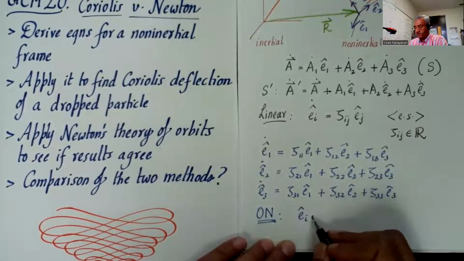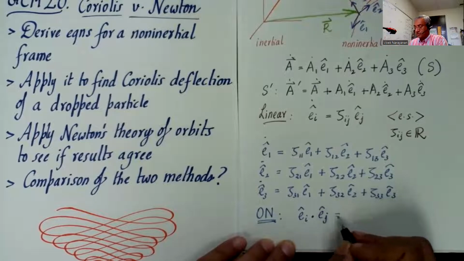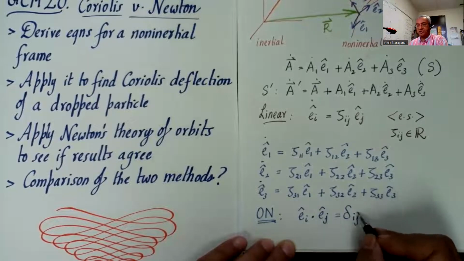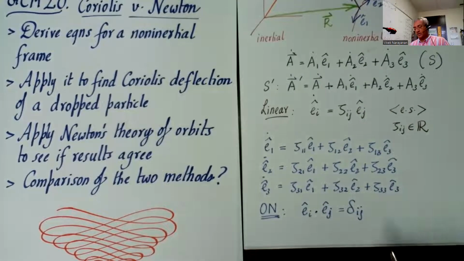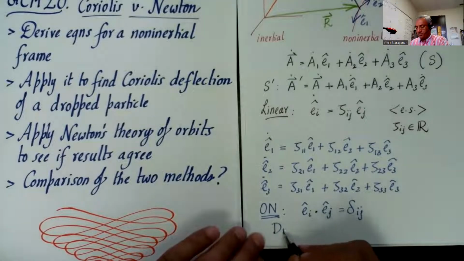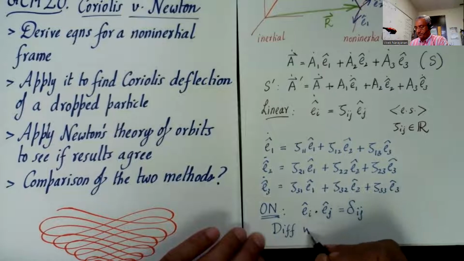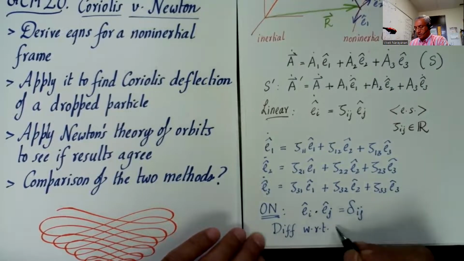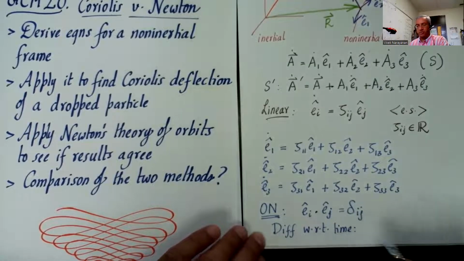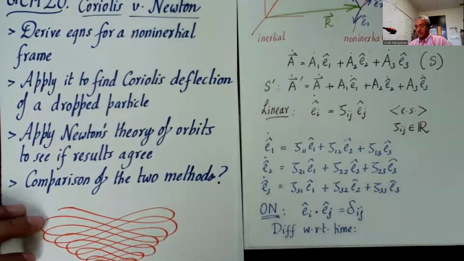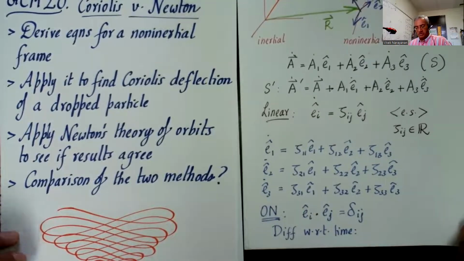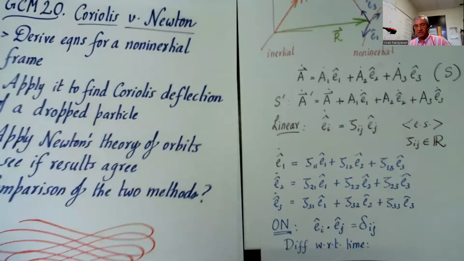ei dot ej equals delta ij. That's the equation that orthonormality buys us. And here delta ij is the Kronecker delta. It's equal to 1 if i is equal to j and 0 otherwise. So I'm going to differentiate this with respect to time, because time is an important element in all this. So let's do that.